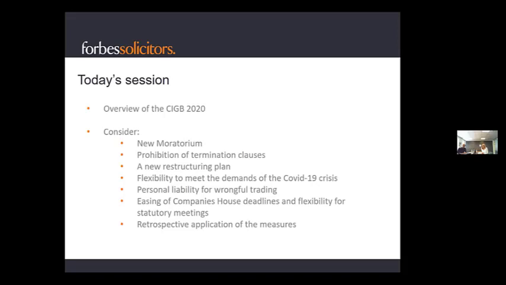We'll be looking at both the permanent and temporary changes that have come into force now. In a lot of instances, we're yet to see how these are going to play out, and a lot of it, we'll have to see. Time will tell. I'll hand over to Pauline now, who is going to tell you more about the new moratorium.